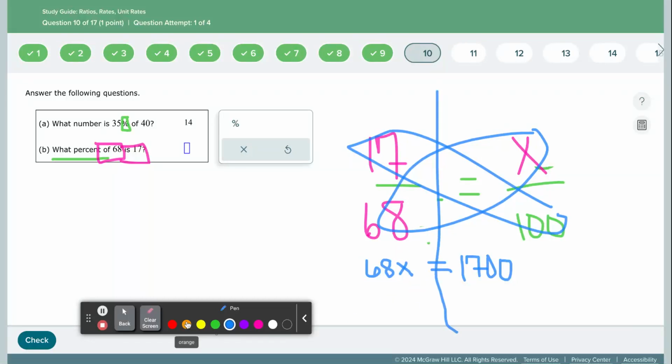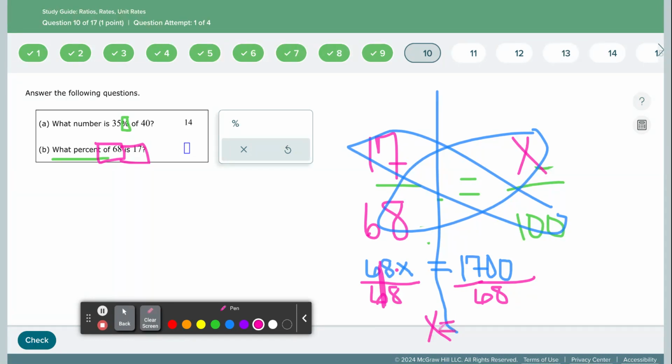And your very last step is to isolate your variable, right? So we need to isolate it. We need to get it by itself. So how do I get x by itself? I'm going to do the inverse operation, the opposite. Right now I'm multiplying by 68, so I need to divide by 68. And whatever you do to one side, you have to do to the other, right? So this leaves me with 1x.